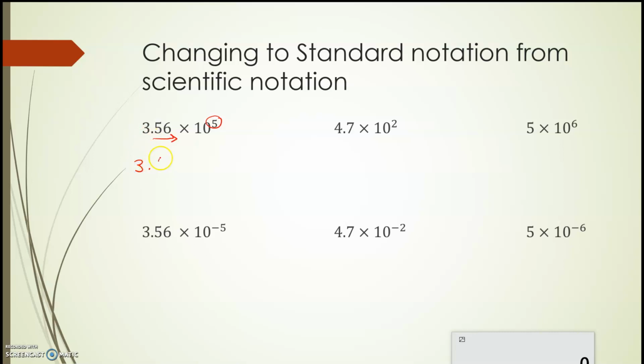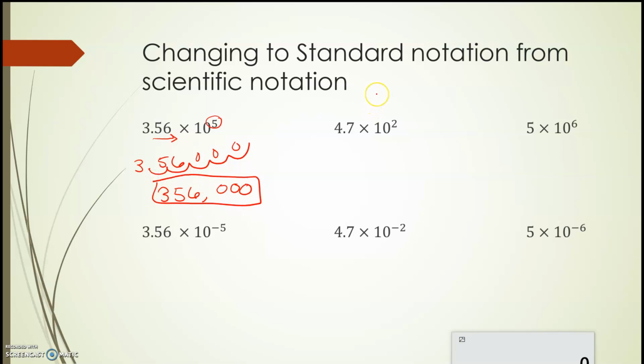It's 3.56, and we have to move it 5 times. 1, 2, 3, 4, 5. Well, notice there are these empty spots. What do you think I'm going to add there? Zeros. So my answer is 356,000.